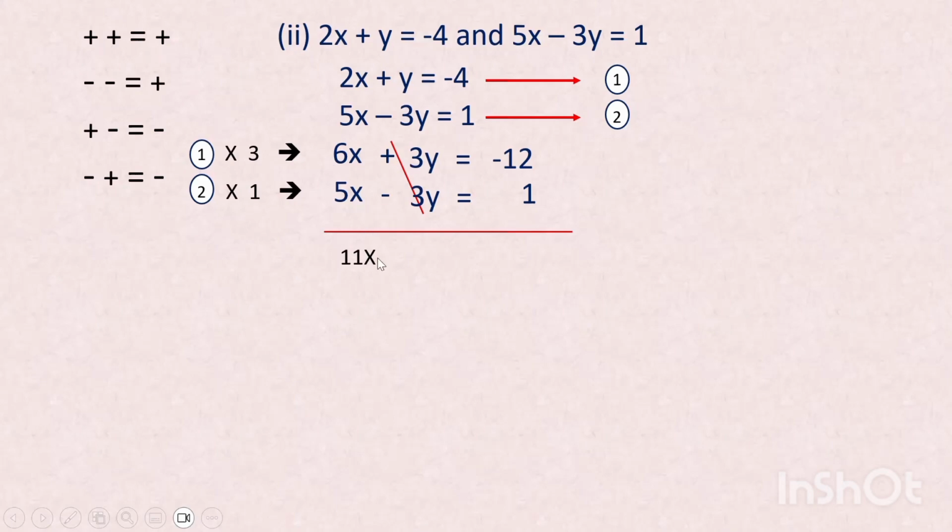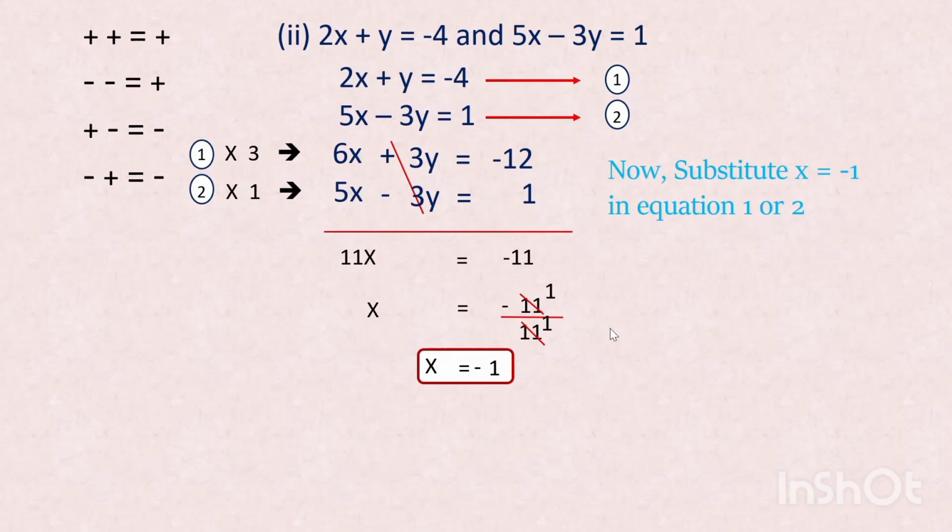so 11x will come, is equal to, the bigger value sign is minus, but minus and plus is minus, so we are subtracting 11. x is equal to, this is multiplication, right? While coming to the right side, it will come as division. Correct? You know 1 11s are 11, here also 1 11s are 11. 1 by 1 is equal to 1, so x is equal to minus 1. We found the value of variable x is minus 1.